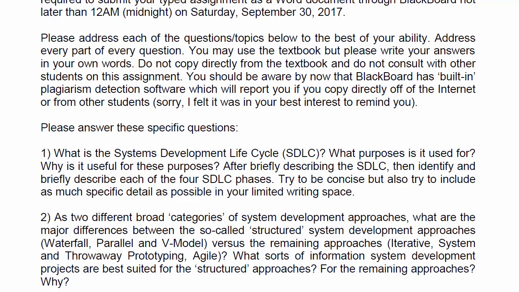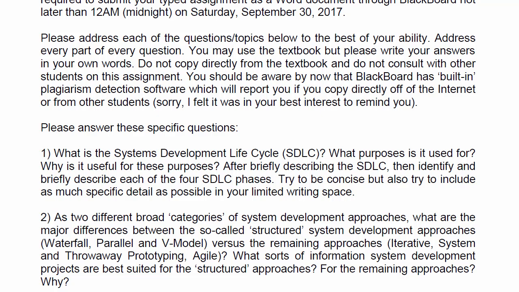What sort of information systems development projects are best suited for the remaining approaches, the non-structured approaches, iterative, system and throwaway prototyping, agile? Why? Now, the book really describes each of these separately as 7 different approaches, but in my videos in particular, and I believe in the book some too, there are major differences as categories between these 2.